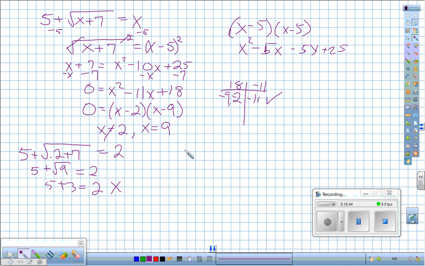Now I'm going to plug in 9 and test out this. So I have 5 plus the square root of 9 plus 7. Is that equal to 9? So I have 5 plus the square root of 16. Is that equal to 9? 5 plus 4 for the square root of 16. Is that equal to 9? Oh my gosh, I think it might work.